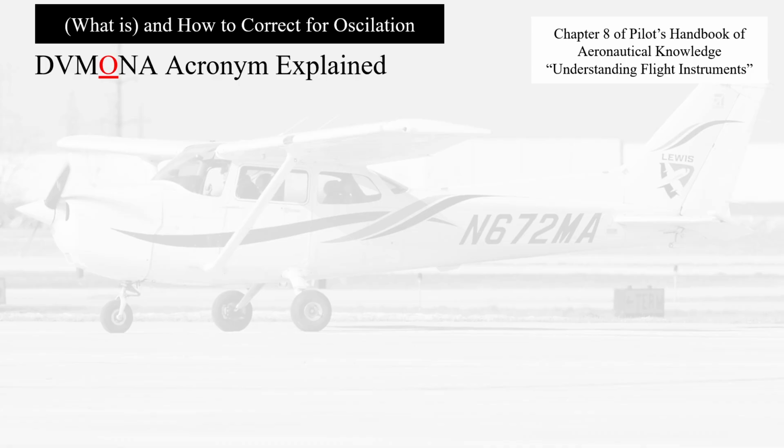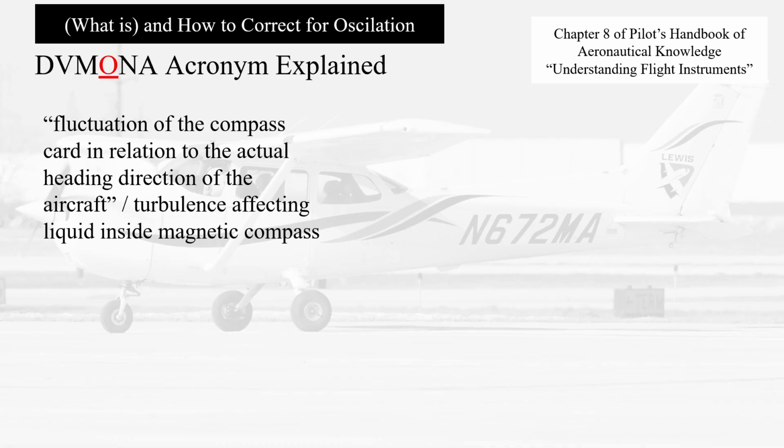So what is oscillation and how to correct for it? So oscillation, quoted from Chapter 8, is the fluctuation of the compass card in relation to the actual heading of the direction of the aircraft. This is turbulence. This is mostly the turbulence errors.